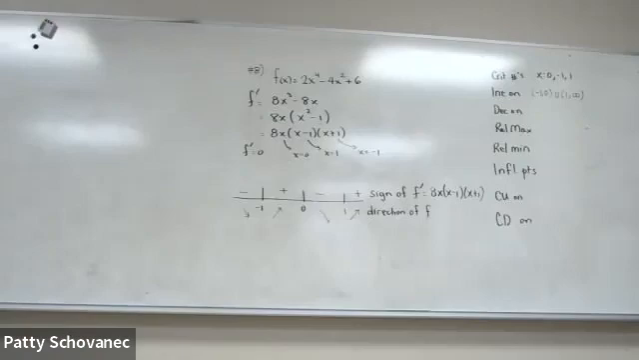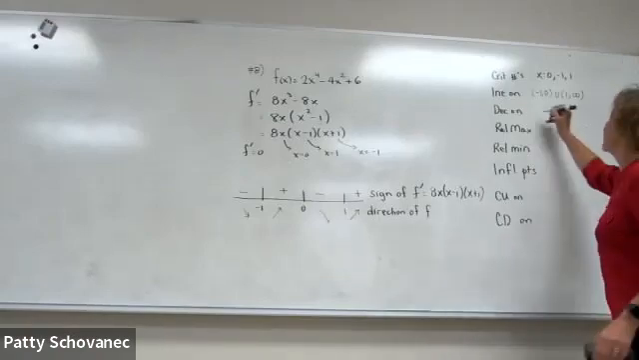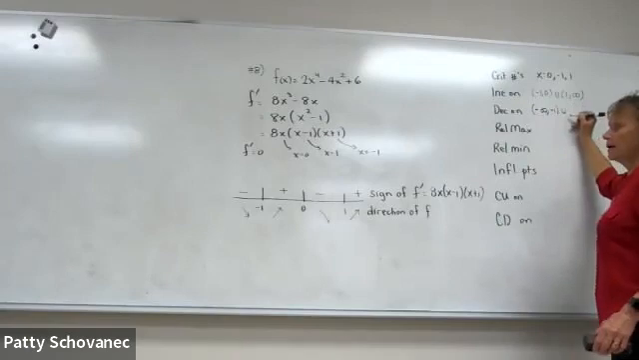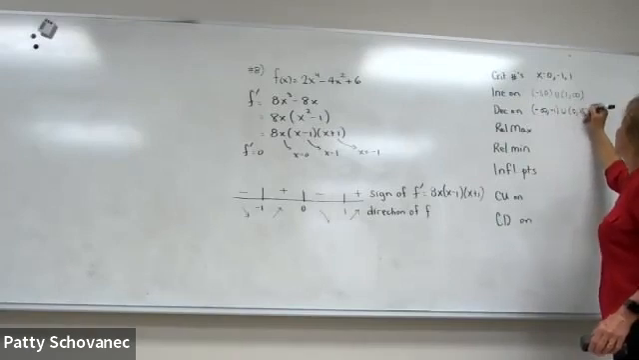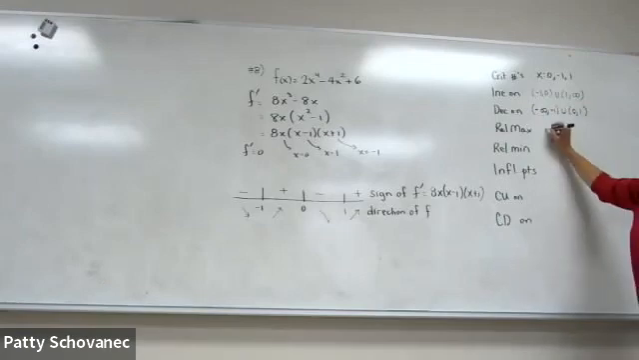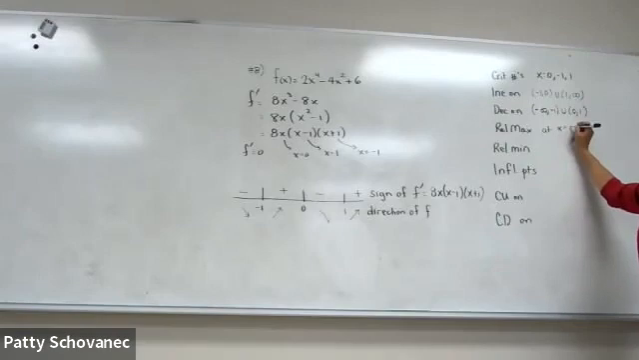Decreases to the left of -1 and between 0 and 1. So to the left of -1 is written as minus infinity to -1, and then between 0 and 1. Where's your relative max? The arrows tell me what the relative max is. 0. And the relative mins are the other two.